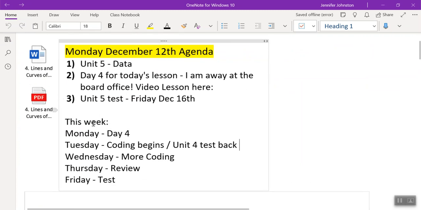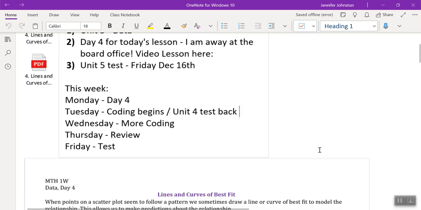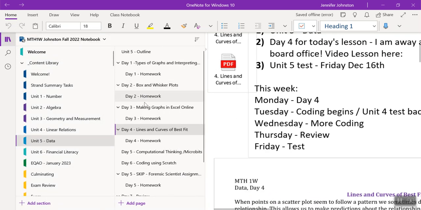Just looking ahead at this week. Today we're going to look at day 4. Tomorrow coding will begin and you'll get your Unit 4 test back. Wednesday we'll do some more coding. Thursday will be a review and Friday will be the test. So it's a very short unit, but there was lots that we've been talking about so far.